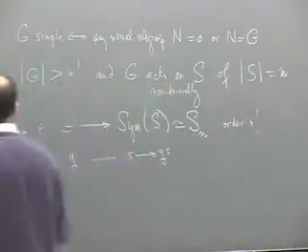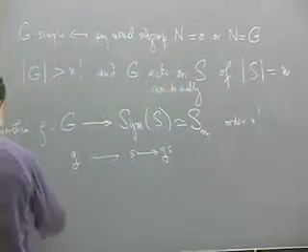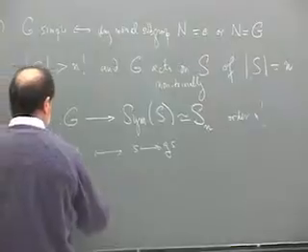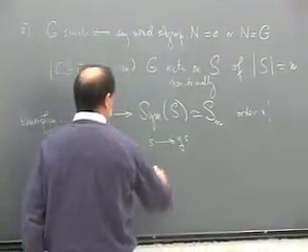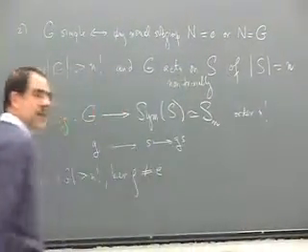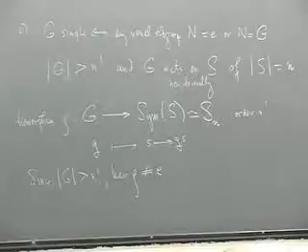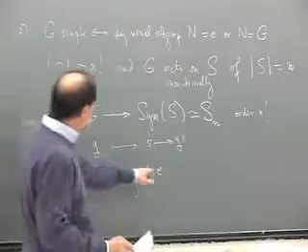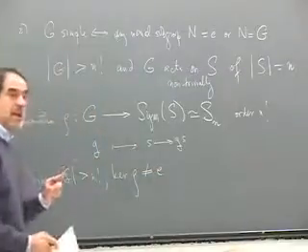So since the order of G is greater than n factorial, the kernel of rho is not equal to the identity map. Now the kernel of rho is a normal subgroup because it's the kernel of a homomorphism. It's not equal to the identity. Could it be equal to all of G?